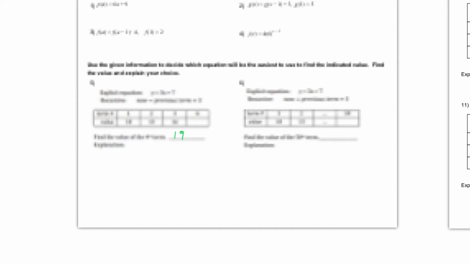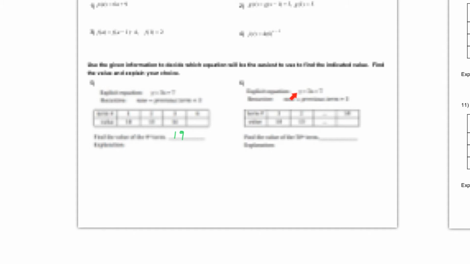For number 6, I have the explicit equation, which says y is equal to 3x plus 7. The recursive is the current term is equal to the previous term plus 3. So that's the same as number 5, but now instead of finding the 4th term, I want to find the 50th term. Unfortunately, I do not have the 49th term. So in order to use the recursive formula, I would have to find all the terms between 2 and 50 before I could find that 50th term.